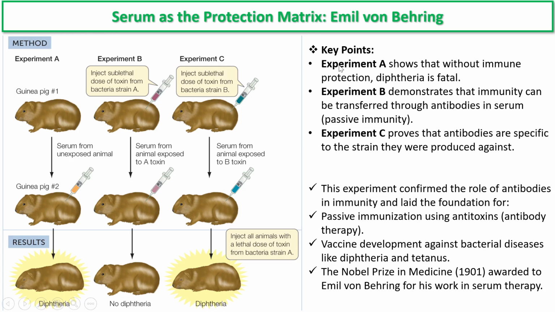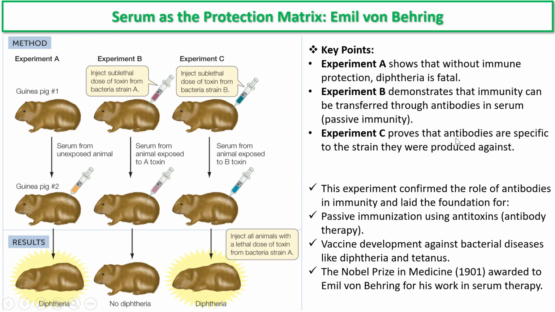So for a summary, what is happening here? Experiment A shows that without immune protection, diphtheria is fatal, because there is no immune protection in this experiment A. No bacterial strain exposure, no toxin development, no immune protection. Experiment B demonstrates that immunity can be transferred through antibodies in serum, that is passive immunity. This guinea pig was exposed to bacterial strain A and it developed serum for toxin A, and these antibodies are transferred to this guinea pig. So immune antibodies can be transferred from one organism to another. It is called passive immunity.